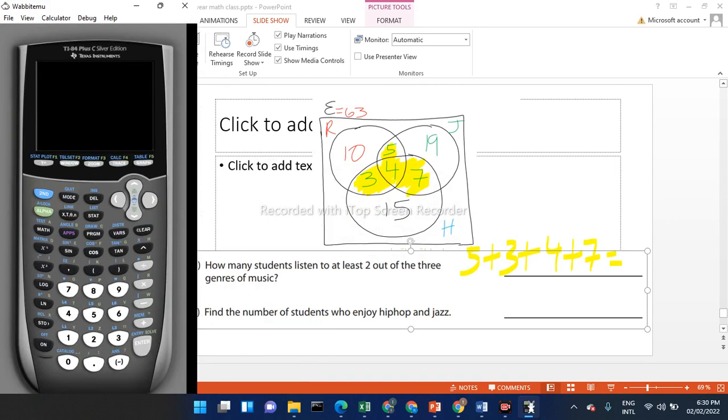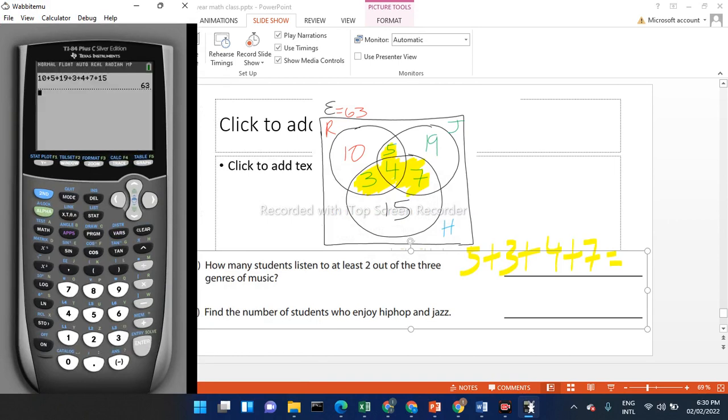Oh, you don't trust us? I don't trust you. I just want to show it. This is simple addition though, 5 plus 3 plus 4 plus 7. Good, 19. I figure we have a calculator, I might as well use it. But this calculator is not allowed in the exam. You can't bring this type of calculator in the exam, because it can graph. You could graph stuff on this thing.